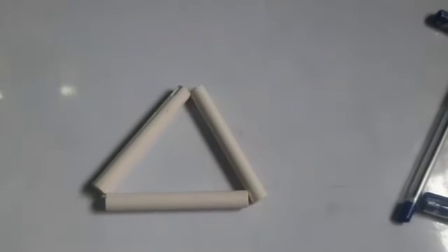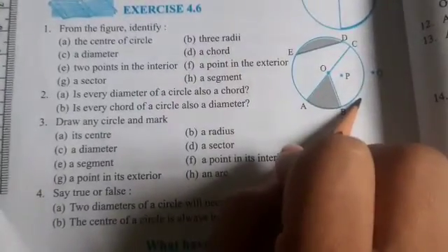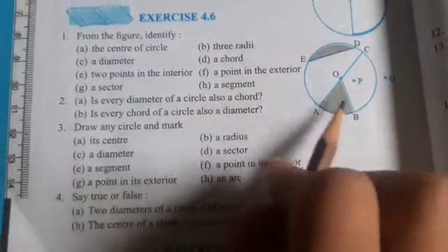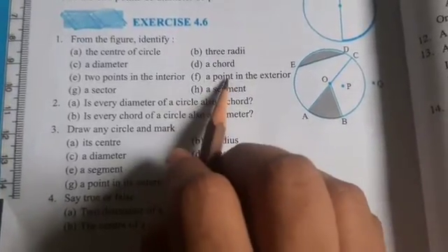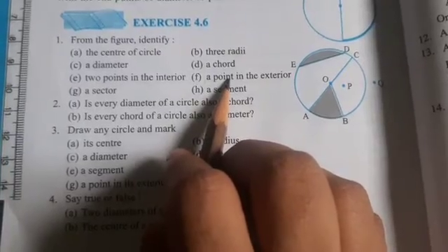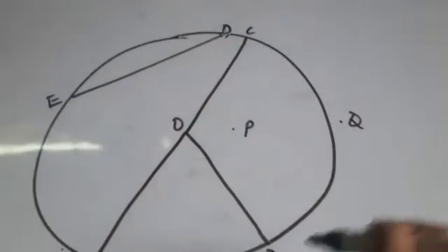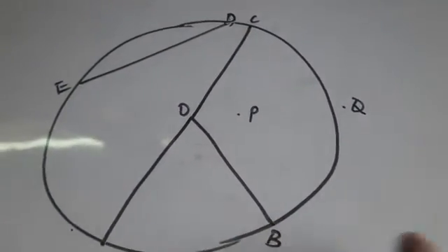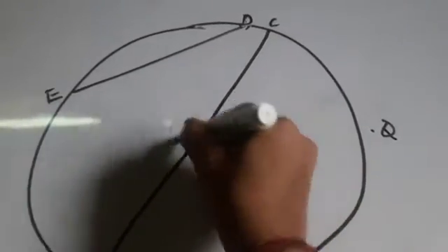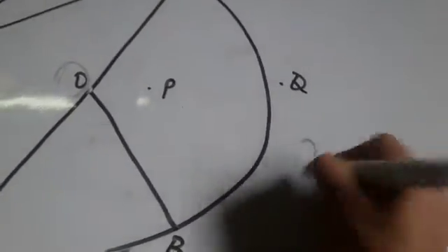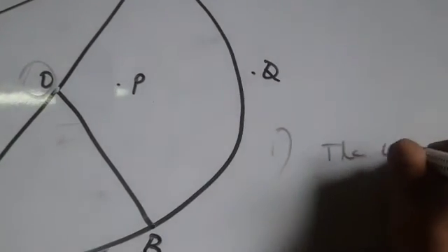Now let's solve the exercise 4.6 problem. Exercise 4.6. See here, they have given a figure and they have asked few questions. Based on this figure only, we are going to answer the following questions. Now let's solve the exercise 4.6 first problem. See here, I have drawn the circle and I have named the points according to the figure that is given in your textbook. In this, which is center, students? O is center. So for the first question, answer is O. The center of the circle is O.